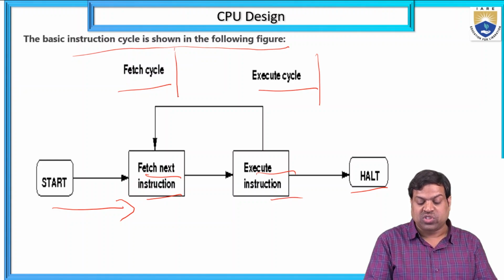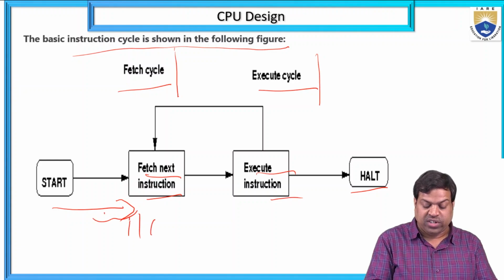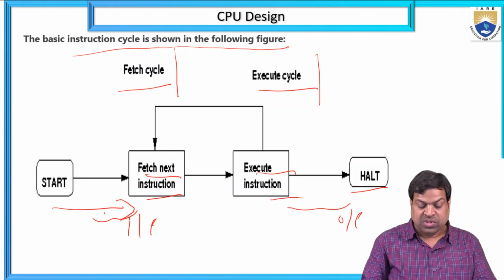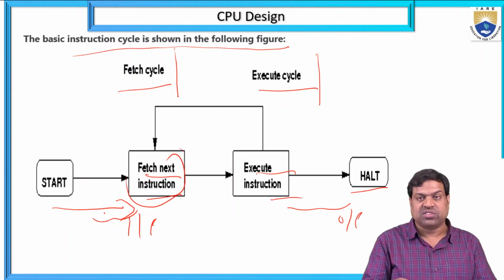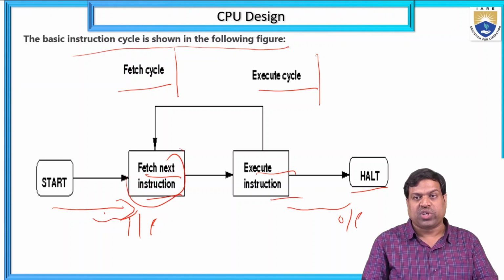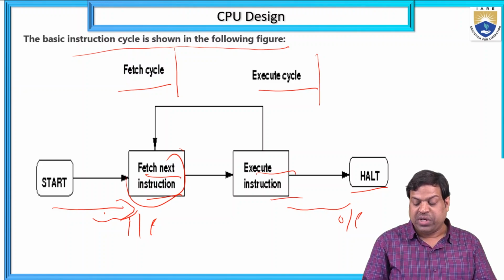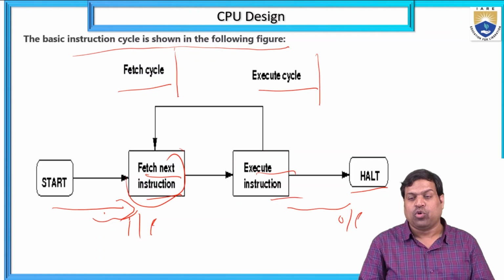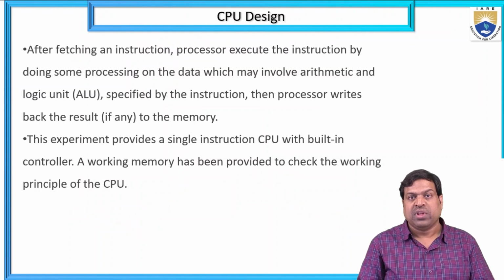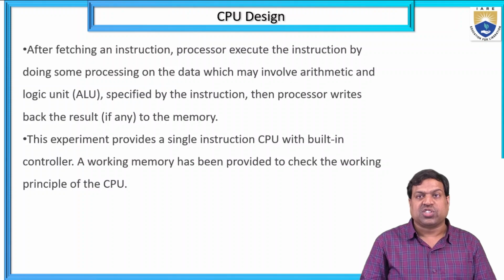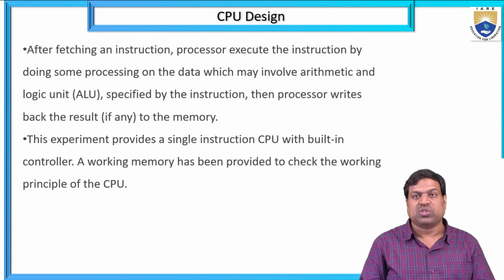Fetch is from input to the CPU. Execution means CPU to output. So it is the input side and it is the output side. So fetch next instruction, it is ready for the next instruction, that is the program counter. After that, it is executing whatever instructions are given, and waiting for the output, that is the halt condition. And after fetching an instruction, the processor executes the instruction by doing some processing of the data, which may involve arithmetic and logic specified by the instruction. Then the processor writes back the result to memory.